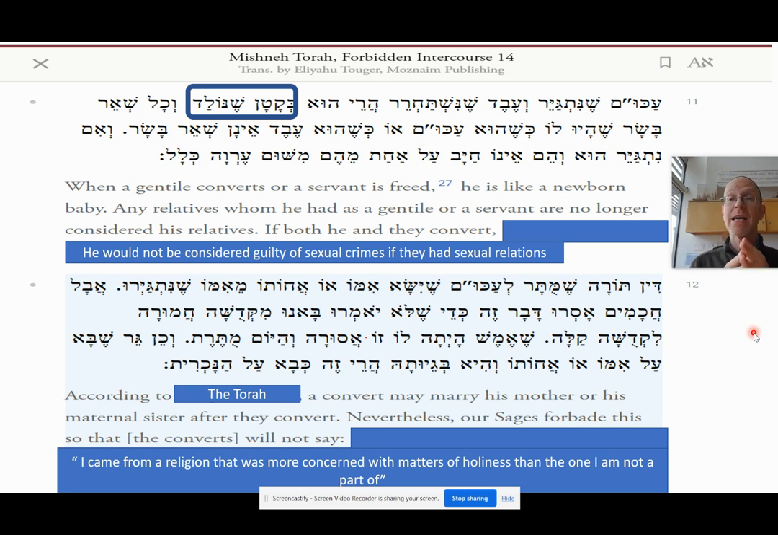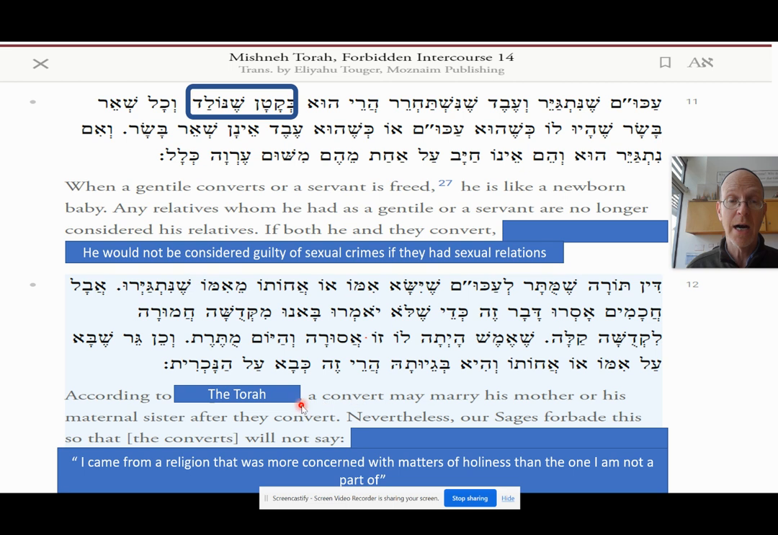So we try to say, stay away from someone who's too closely related. But this is saying, actually, when you do something like convert, or when a slave becomes free, it is as if they are what? And that's question number 8. And let's look at the second one.